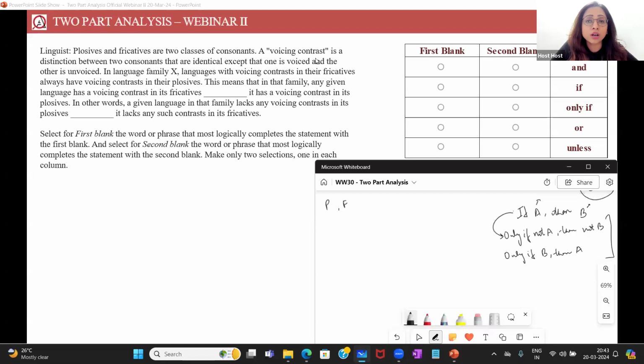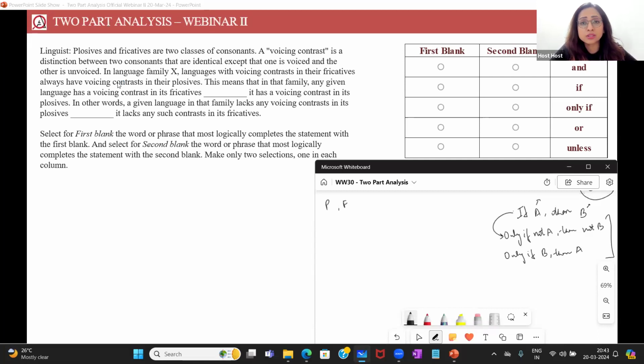Now, a voicing contrast is a distinction between two consonants that are identical except that one is voiced and the other is unvoiced. Now, if the first sentence was confusing, the second is more so, right? I'm not really sure what it means. A voicing contrast is a distinction between two consonants, so some difference between two consonants in the language. The consonants are identical except that one is voiced and the other is unvoiced.